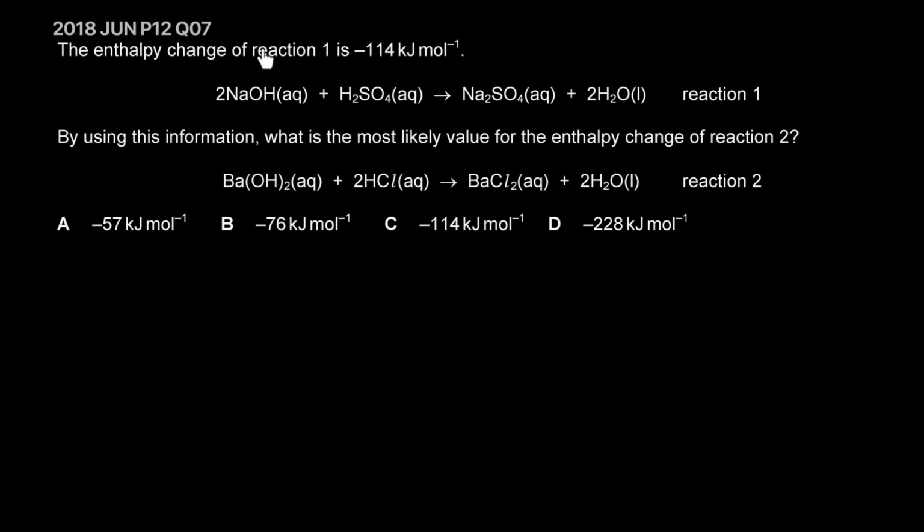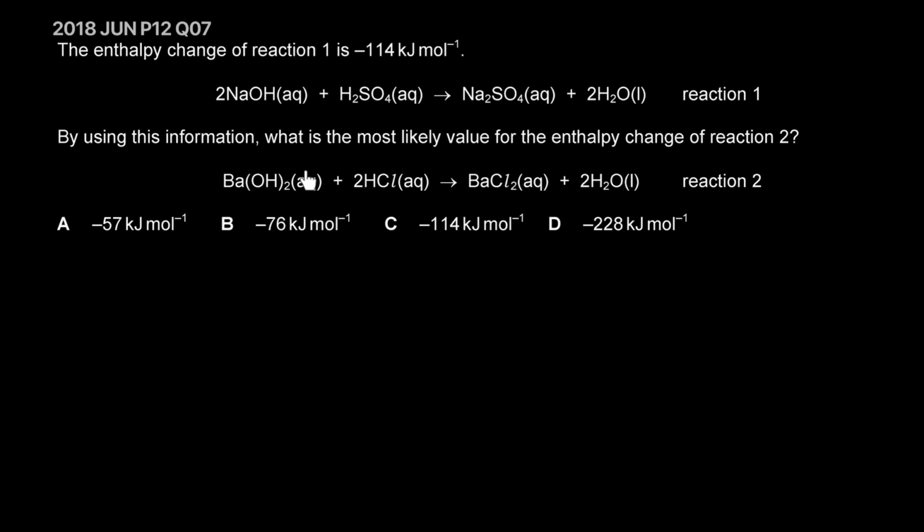The enthalpy change of reaction 1 is negative 114 kilojoules per mole. By using this information, what is the most likely value for the enthalpy change of reaction 2? Now in both reactions, we have neutralization taking place. The enthalpy change for this reaction is going to be 2 times the enthalpy change of neutralization, because we're forming 2 moles of water when an acid is being neutralized by an alkali. And the same thing is happening in the other case.